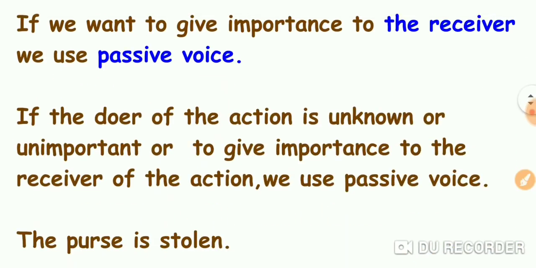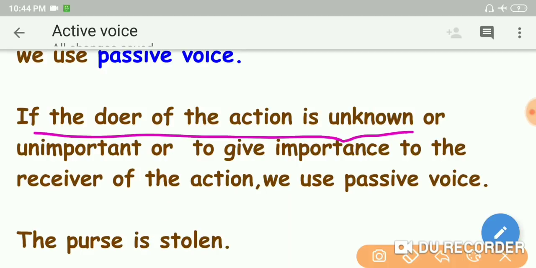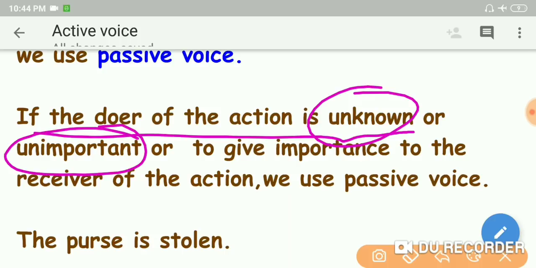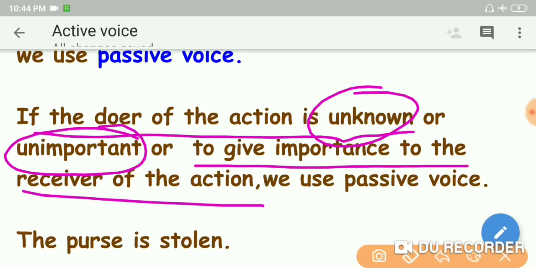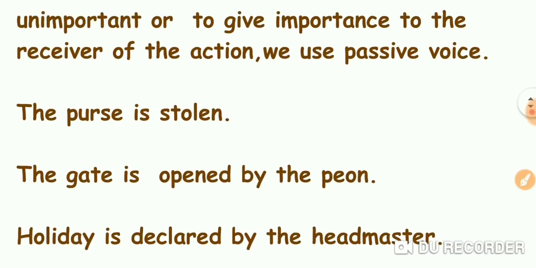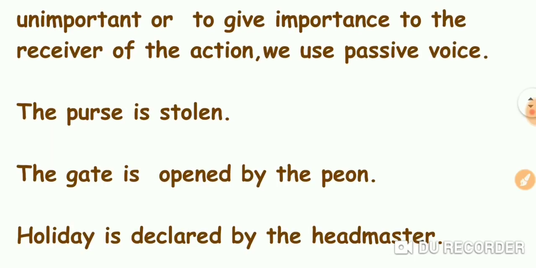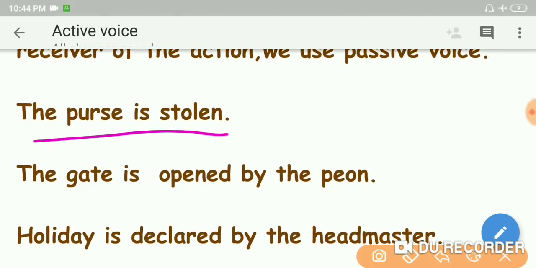So here you see, if the doer of the action is unknown or unimportant, or to give importance to the receiver of the action, we use passive voice. If the doer of the action is unknown, if the doer of the action is unimportant, then we use passive voice, my dear friends. At the same time, if we want to give importance to the receiver of the action, we use passive voice. So let us see the example. Here in this example, the purse is stolen. Here the doer of the action is unknown.